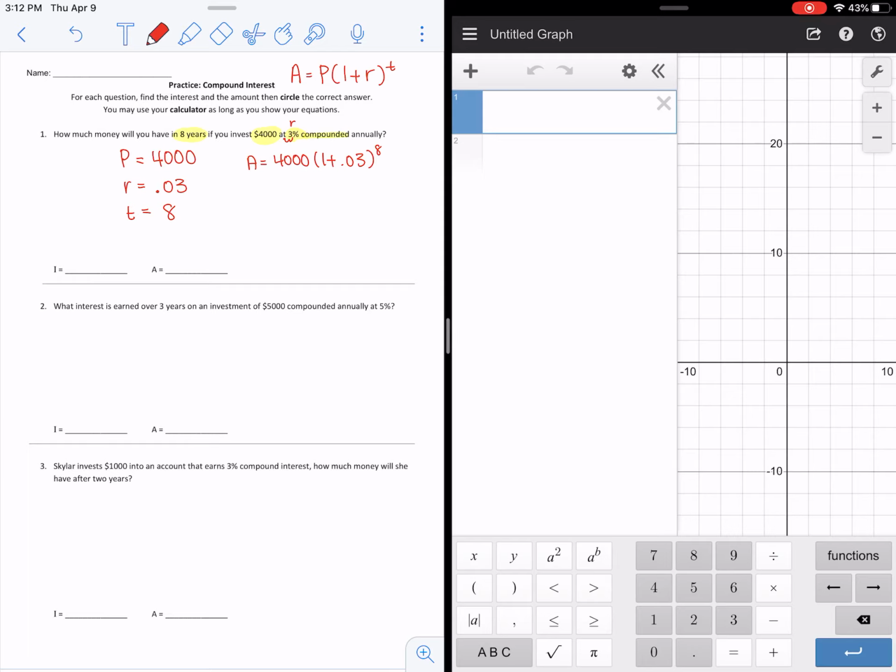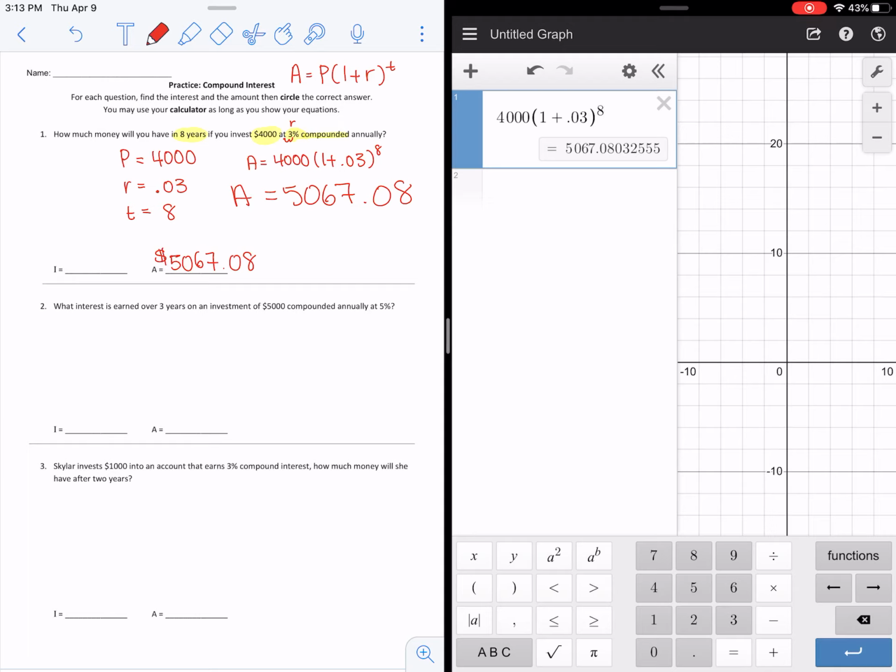So now I'm going to plug that in. 4,000 parentheses 1 plus 0.03 closed parentheses, and that A to the B button, right next to the 7 on the left side of the 7, is going to give you that exponent feature. And if you put 8, we have our answer very clearly, and it's 5,067.08. And that would be the total amount. That capital A stands for total amount. So I'm going to write my answer at the bottom right there. And this is in dollars.